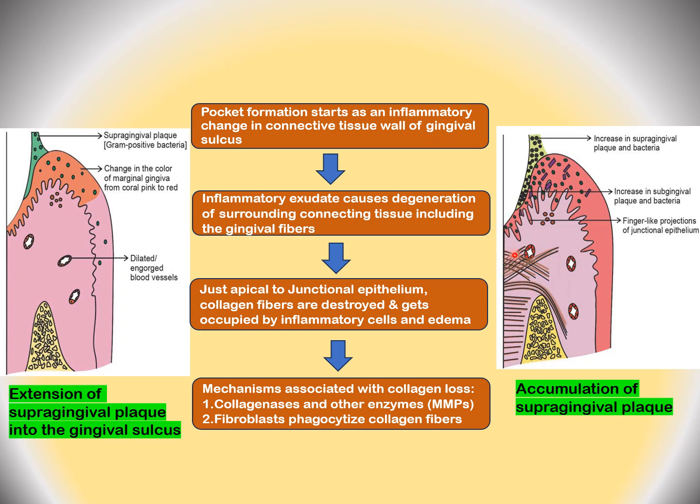Just below the junctional epithelium, collagen fibers will be destroyed and replaced by inflammatory cells and edema. The loss of collagen occurs through two main mechanisms. One is by the release of MMPs and the second one is by the phagocytosis of collagen fibers by fibroblasts.